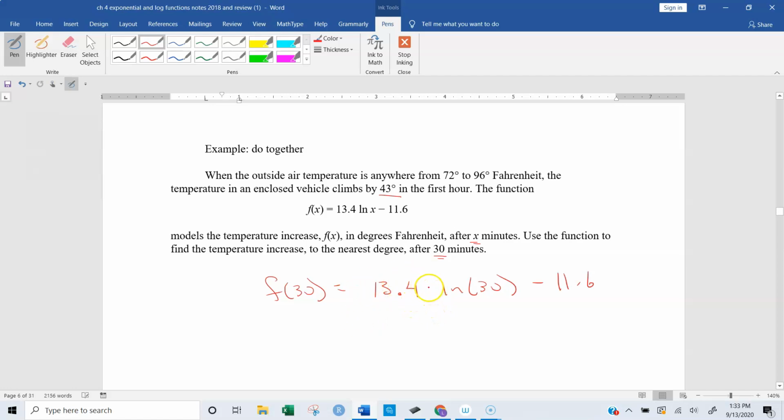13.4. Some of you may have to hit the times sign. The natural log of 30, don't forget to end the parenthesis, minus 11.6. And you should get 33.98 degrees. Okay, I hope you've done well.